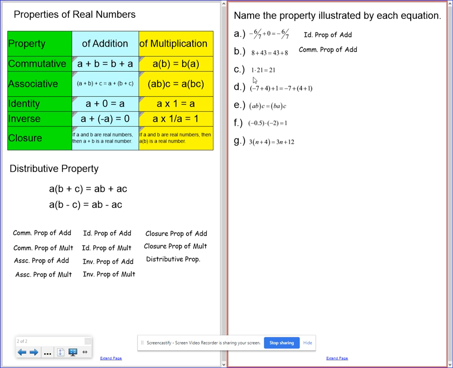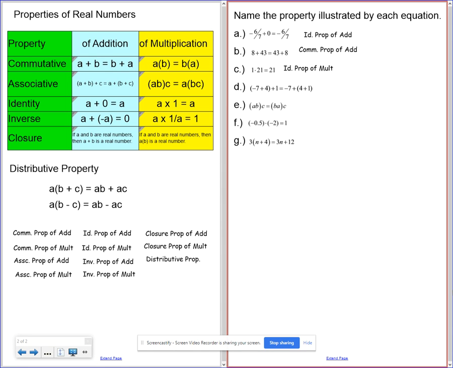All right, C, 1 times 21 equals 21. We take a number times 1, and we get the same number back. So that's the identity, and we're multiplying. So that's the identity property of multiplication.